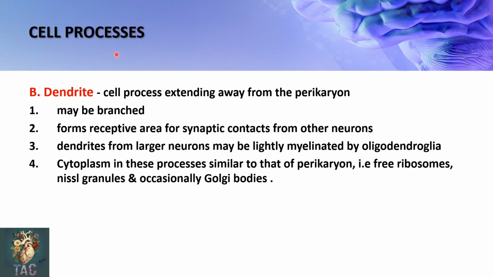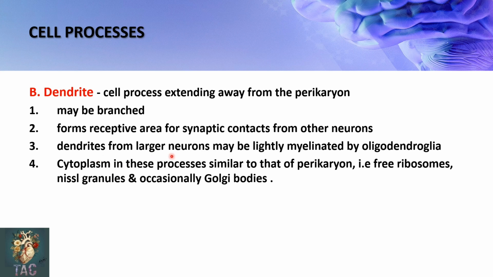So cell processes, next is the dendrite. The cell process extending away from the perikaryon that may be branched. They form the receptive area for the synaptic contact from the other neuron. So this is again your MCQ, that the receptive area for the neuron is the dendrite.